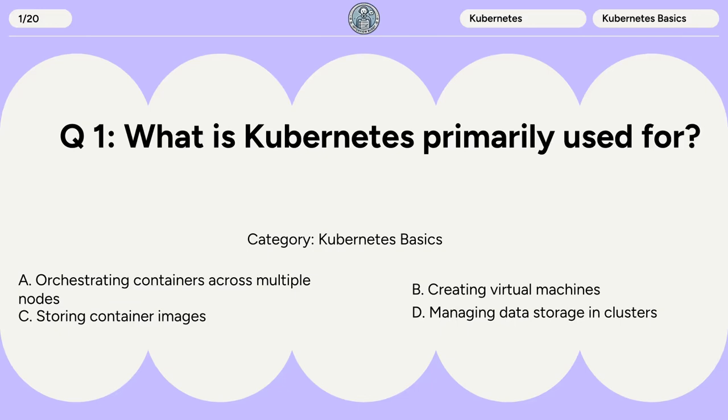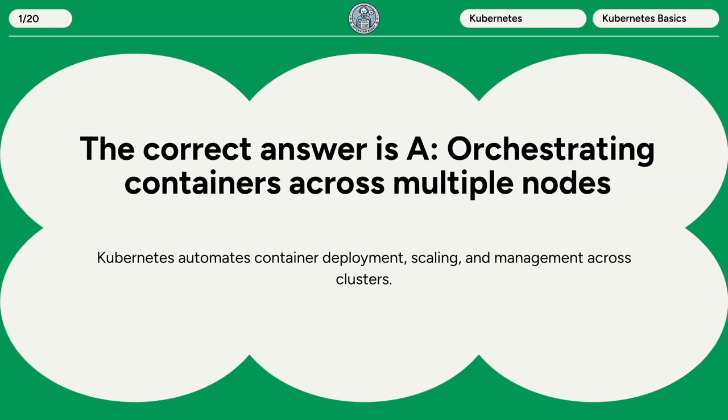Question 1. What is Kubernetes primarily used for? A. Orchestrating containers across multiple nodes. B. Creating virtual machines. C. Storing container images. D. Managing data storage in clusters. The correct answer is A. Orchestrating containers across multiple nodes. Kubernetes automates container deployment, scaling, and management across clusters.